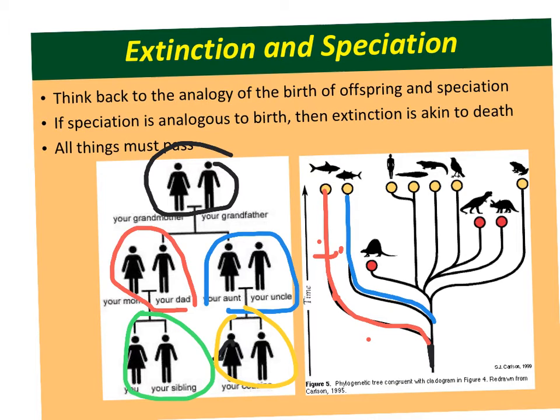And then some lineages, like one group of dinosaurs, and then another group of dinosaurs, theropods, went extinct. So that's like death. Grandma and grandpa. Some of you have lost grandparents or even parents and uncles and all that. Same thing happens to taxa.